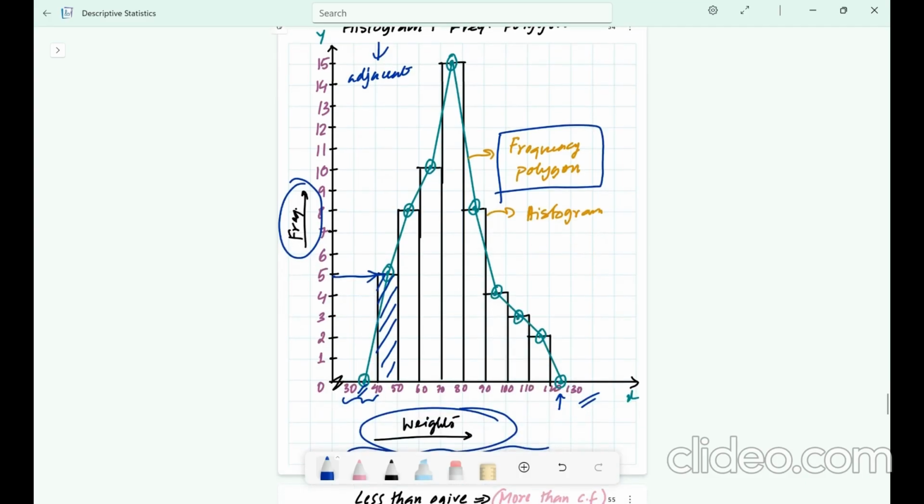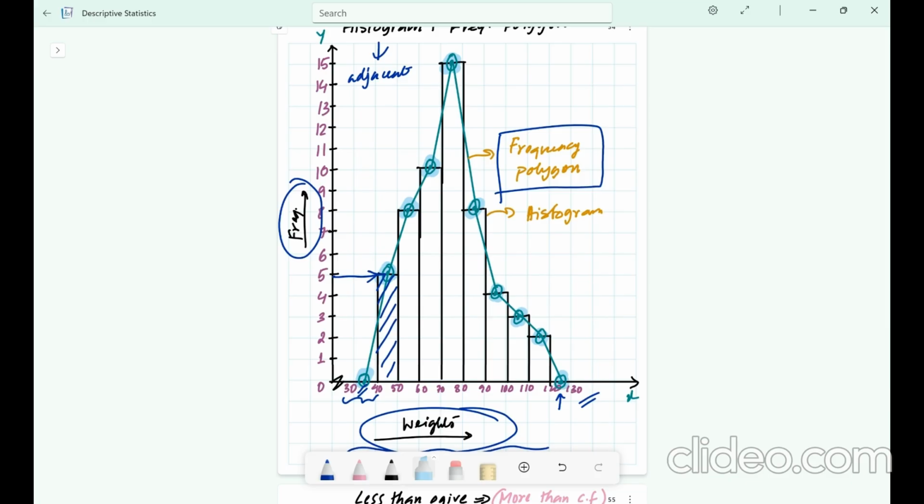Okay? And for a frequency polygon, how do you plot it? You take the mid values of the ranges. Like from 40 to 50, you take the mid value. Wait, sorry, this is the eraser. Yes, so 40 to 50, this is the mid value. And for 50 to 60, this is the mid value. So you take all the mid values and make a dot, and then you join them with straight lines.